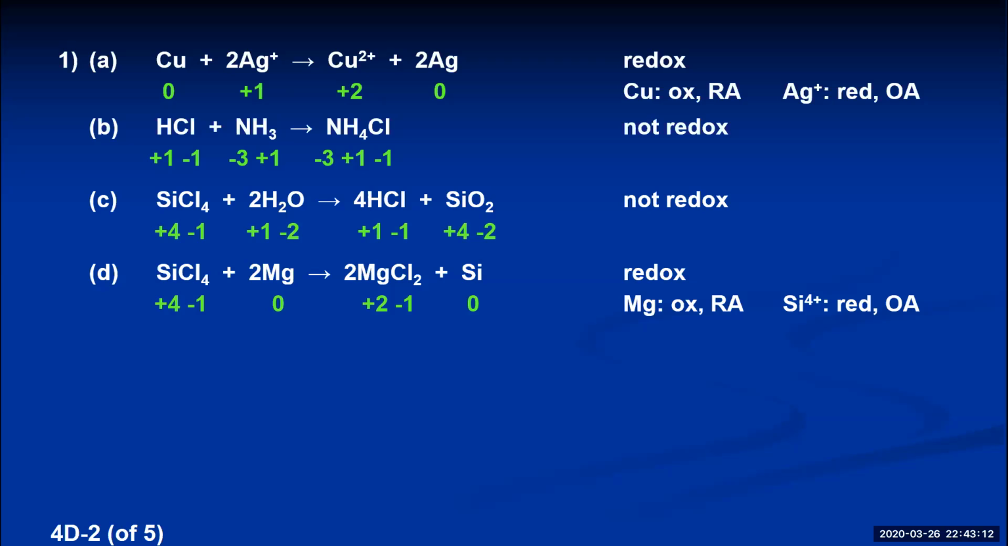Problem number 2, predict the products of the following oxidation-reduction reactions, but do not balance them. First one, solutions of potassium dichromate and sodium sulfite are mixed. If you switch the partners, you're going to get two compounds that each have alkali metal ions in them, which means they're both soluble. So this is not an obvious reaction.